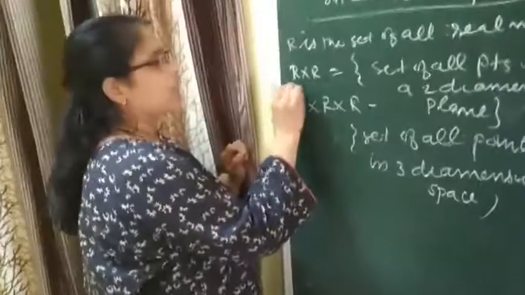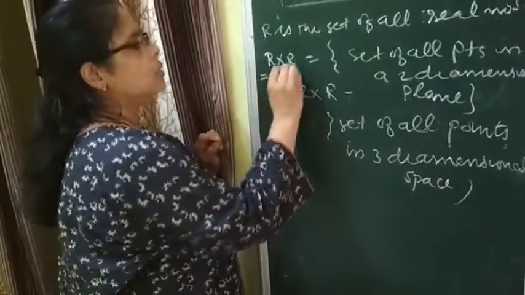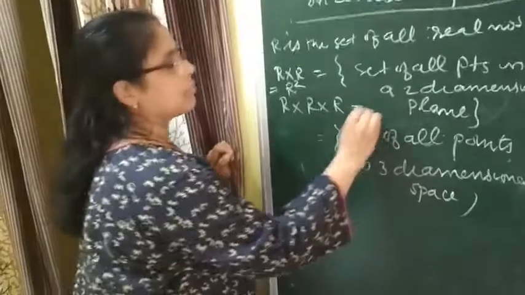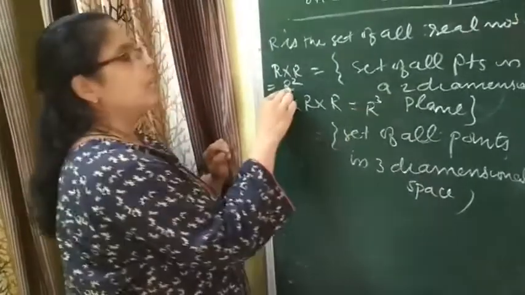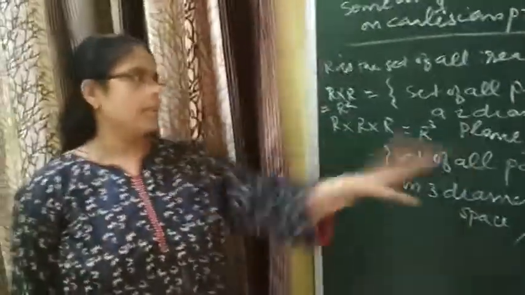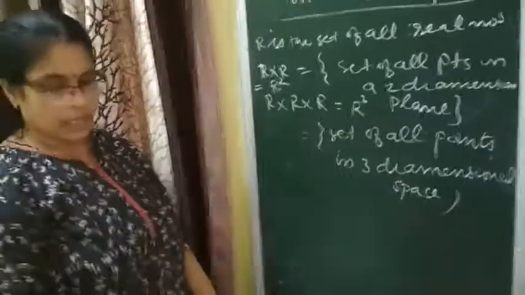Now R into R can conveniently be written as R square. R into R into R can conveniently be written as R cube. R square will give points in a plane. R cube will give points in a space.